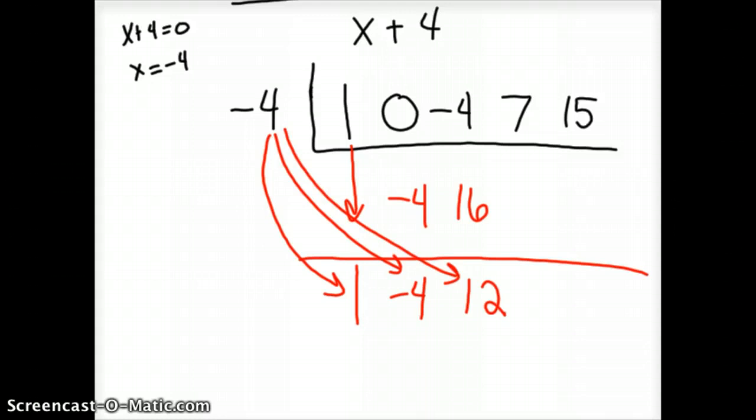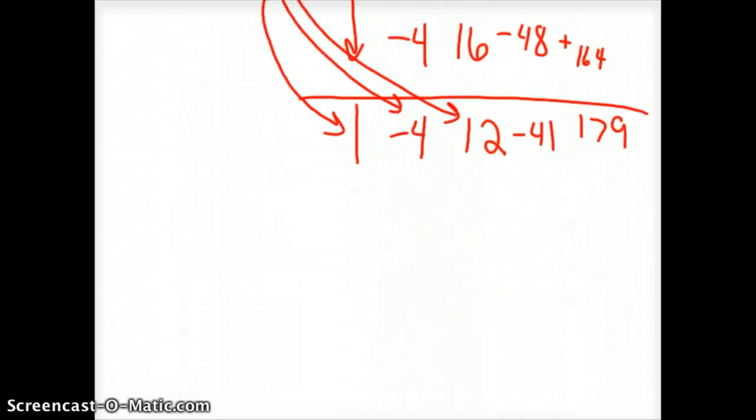-4 times 12 gives you -48. Add down, and we're looking at -41. And then -41 times -4 is +164, it looks like. Yes, and then add down, and we'd have 179. So that is actually our solution if you were to divide those.